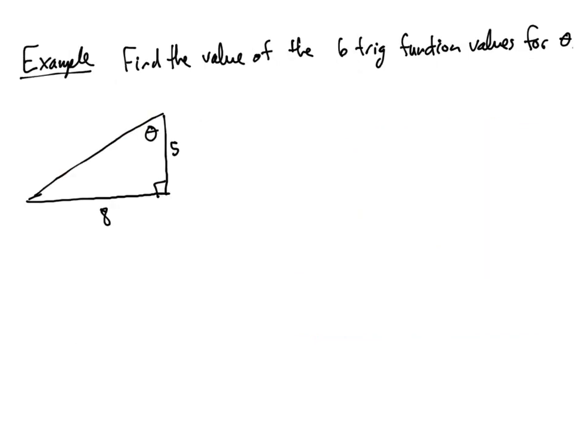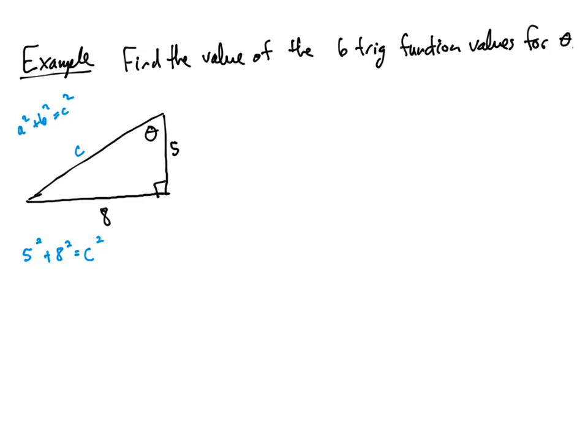All right, another example here. It says find the value of the 6 trig function values for theta. Now in this right triangle, we only have 2 of the values. We need to find the hypotenuse. In order to find the hypotenuse, we're going to use the Pythagorean Theorem. So 5 squared plus 8 squared is equal to this side c squared. If you don't remember, the Pythagorean Theorem is a squared plus b squared equals c squared.